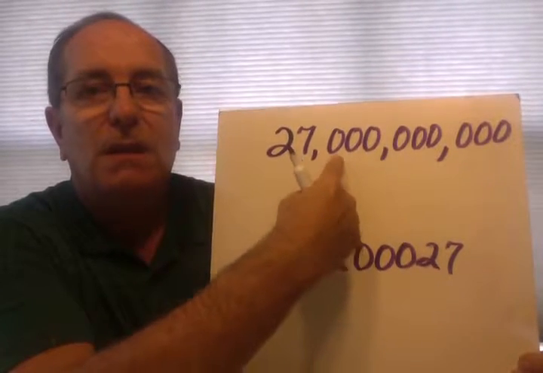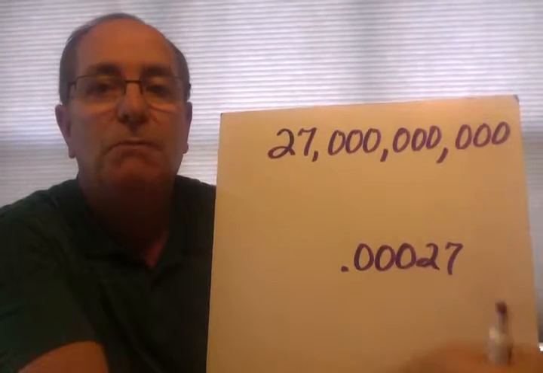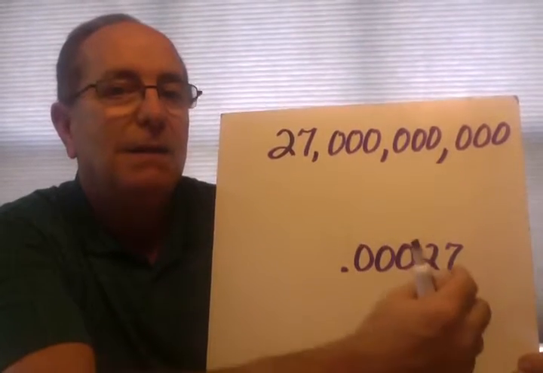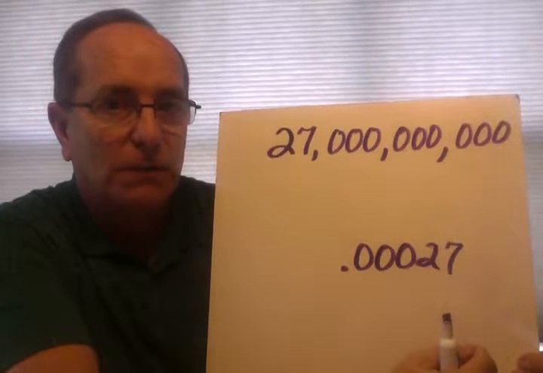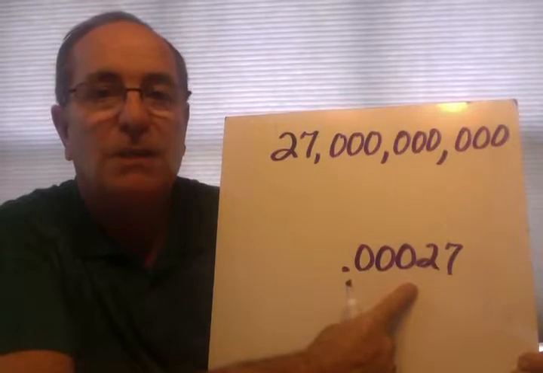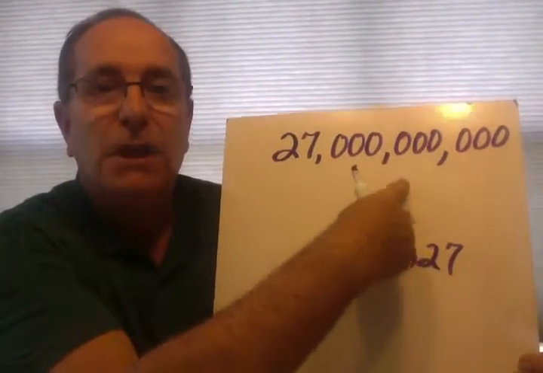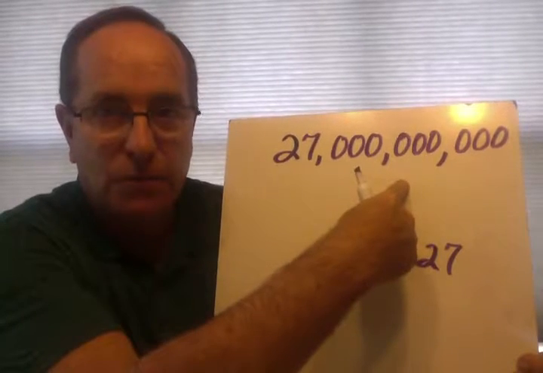Now I have to think: any positive exponent is always going to be more than 1. Any negative exponent of a base 10 number is always going to be less than 1. This number is less than 1. You don't see any whole numbers out here. This one is definitely bigger than 1, so we're going to have a positive exponent when we're done.